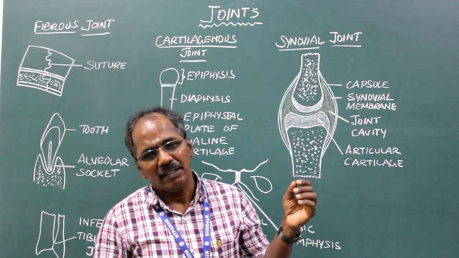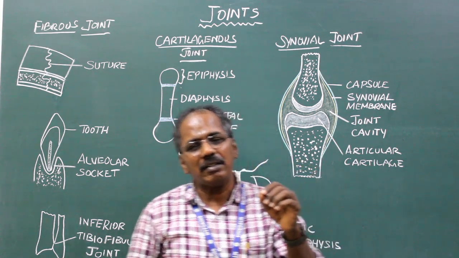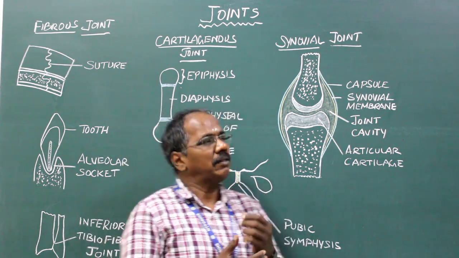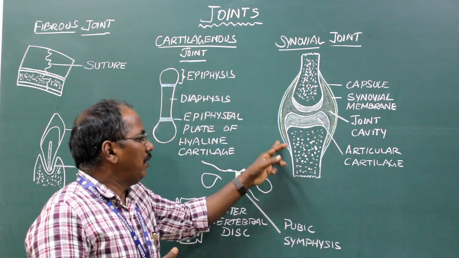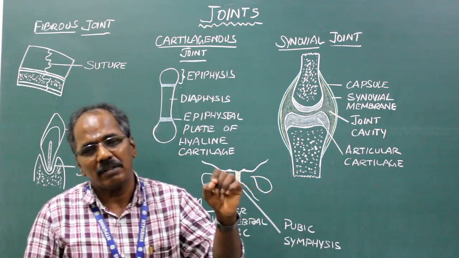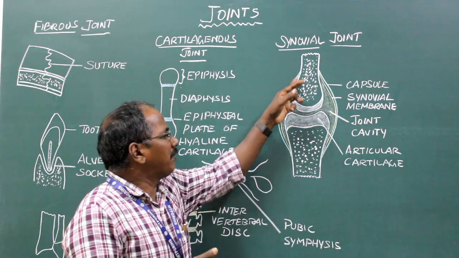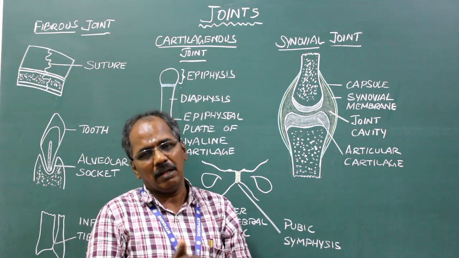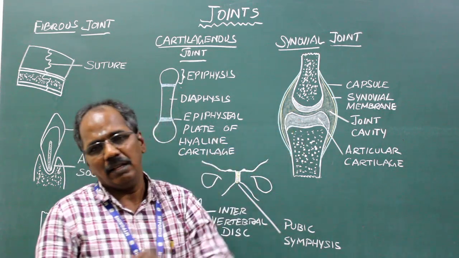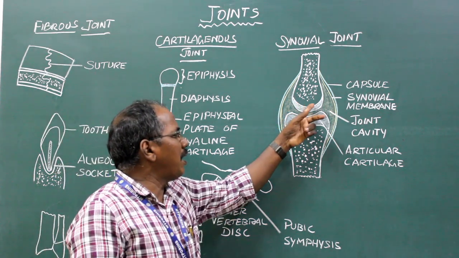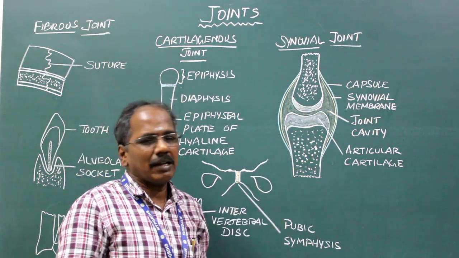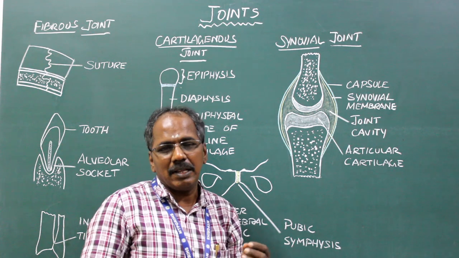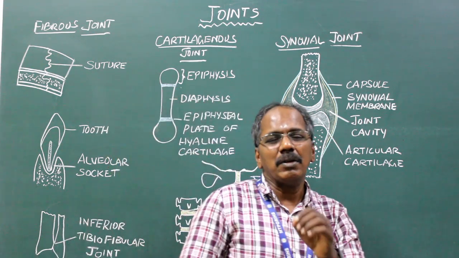Synovial joint. The synovial joint is the joint with cavity which is lined by synovial membrane. General features: it has an outer covering known as capsule which gives protection for the joint. The inner aspect of the capsule is lined by synovial membrane which secretes synovial fluid. Presence of joint cavity. The articular ends are lined by articular cartilage which is of hyaline type. The synovial fluid acts as a lubricant for the joint.